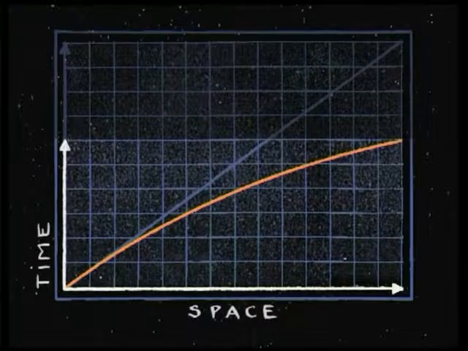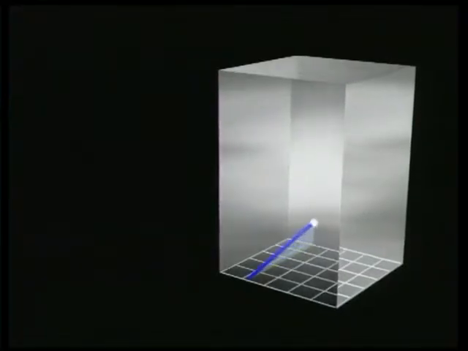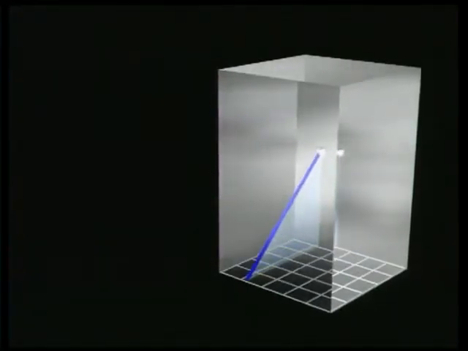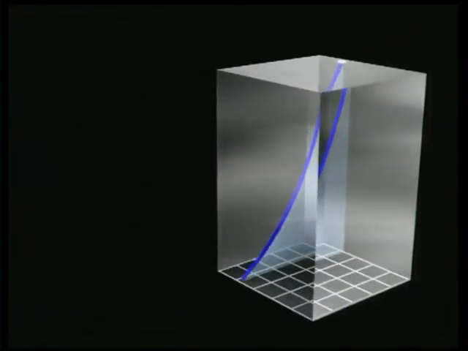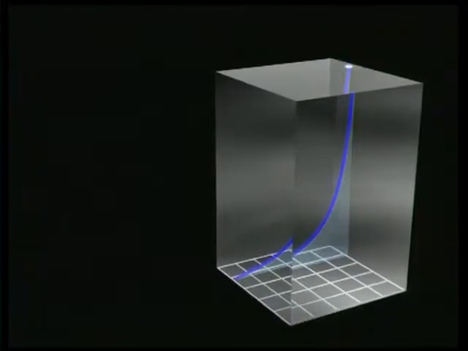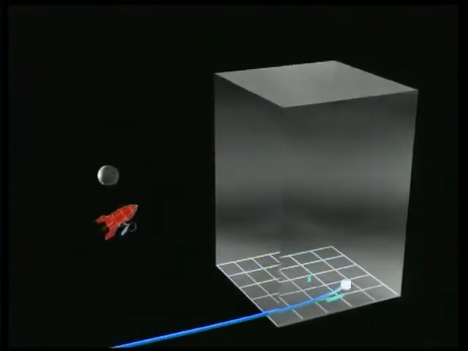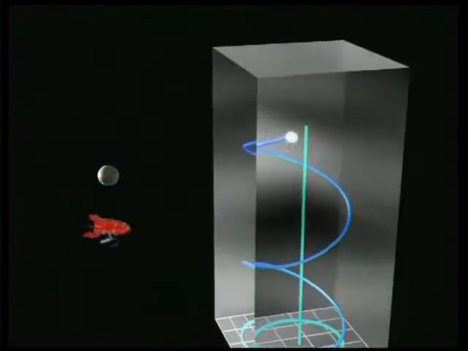And if we represent space-time differently, with space along the horizontal and time along the vertical, we get a first trajectory where there is no variation in either direction or speed. Here's the trajectory of the vehicle slowing down. And here, it orbits a star. The space-time trajectory describes a helix.